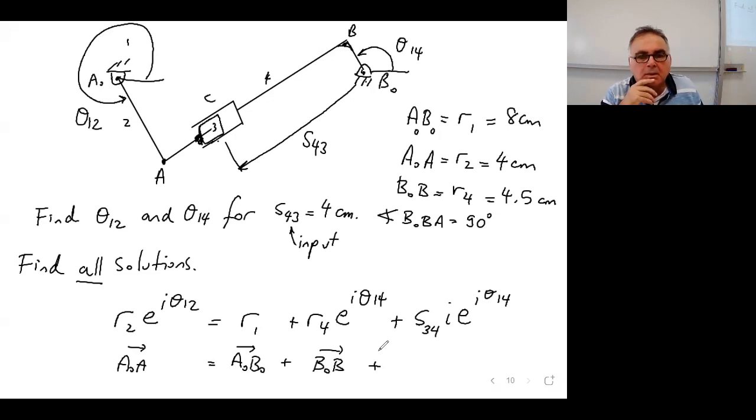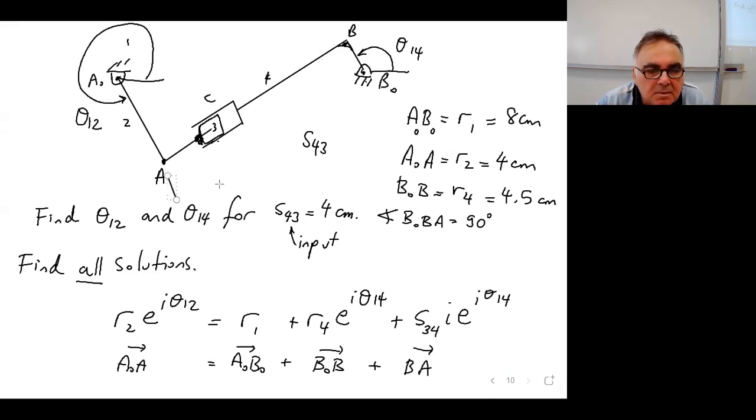Are you considering S43 or S42? No, S43, all right, let me just explain. It should be BA, but the way I drew S43 is wrong. S43 has to be this. This whole thing has to be S43. It is a variable, right, as you see.